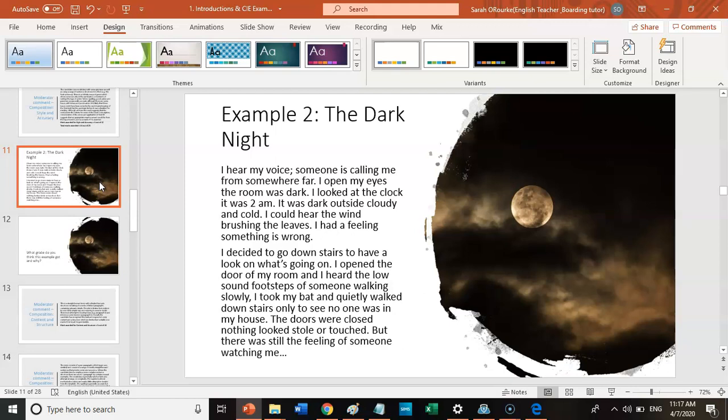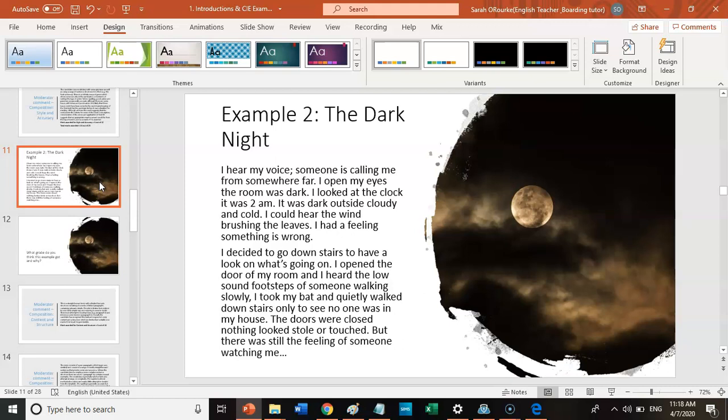Let's just read a short extract from it then. I hear my voice. Someone is calling me from somewhere far. I open my eyes. The room was dark. I look at the clock. It was 2 a.m. It was dark outside, cloudy and cold. I could hear the wind brushing the leaves. I had a feeling something is wrong.